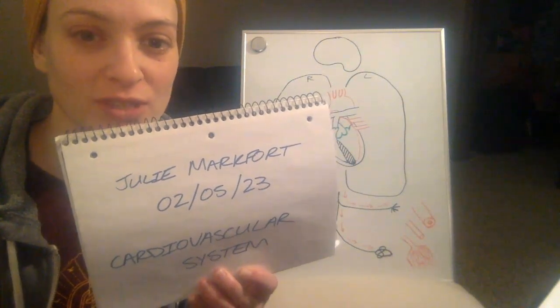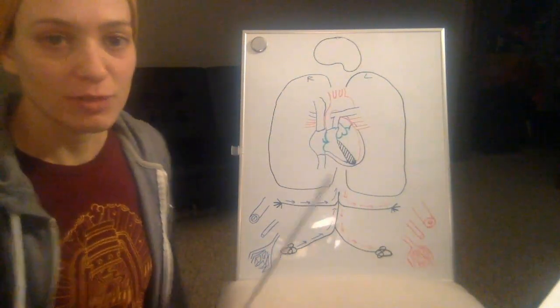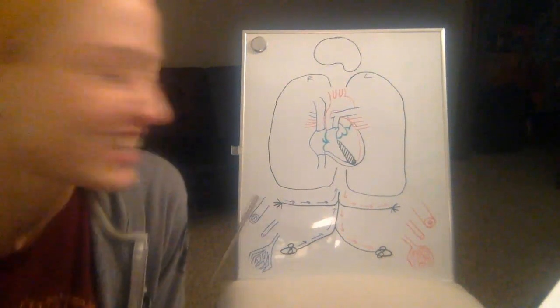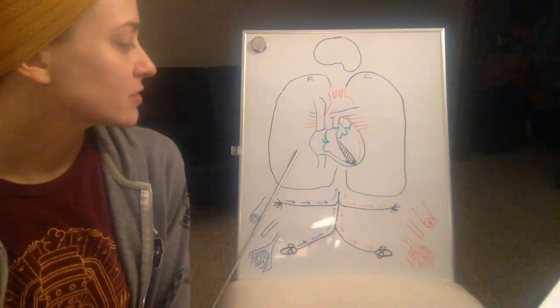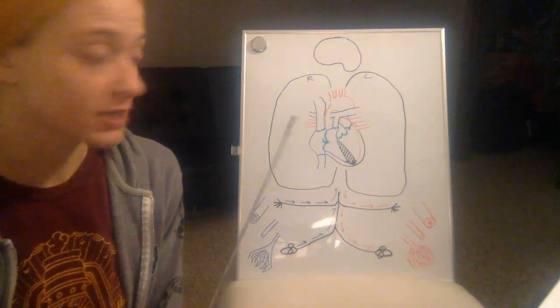It's February 5th, 2023. I'm going to be talking about the cardiovascular system today. I did draw a diagram here. My artistic ability is not the best, so bear with me in this. So I'm going to talk about the cardiovascular system and how blood flows through our bodies and the main components that are involved here.